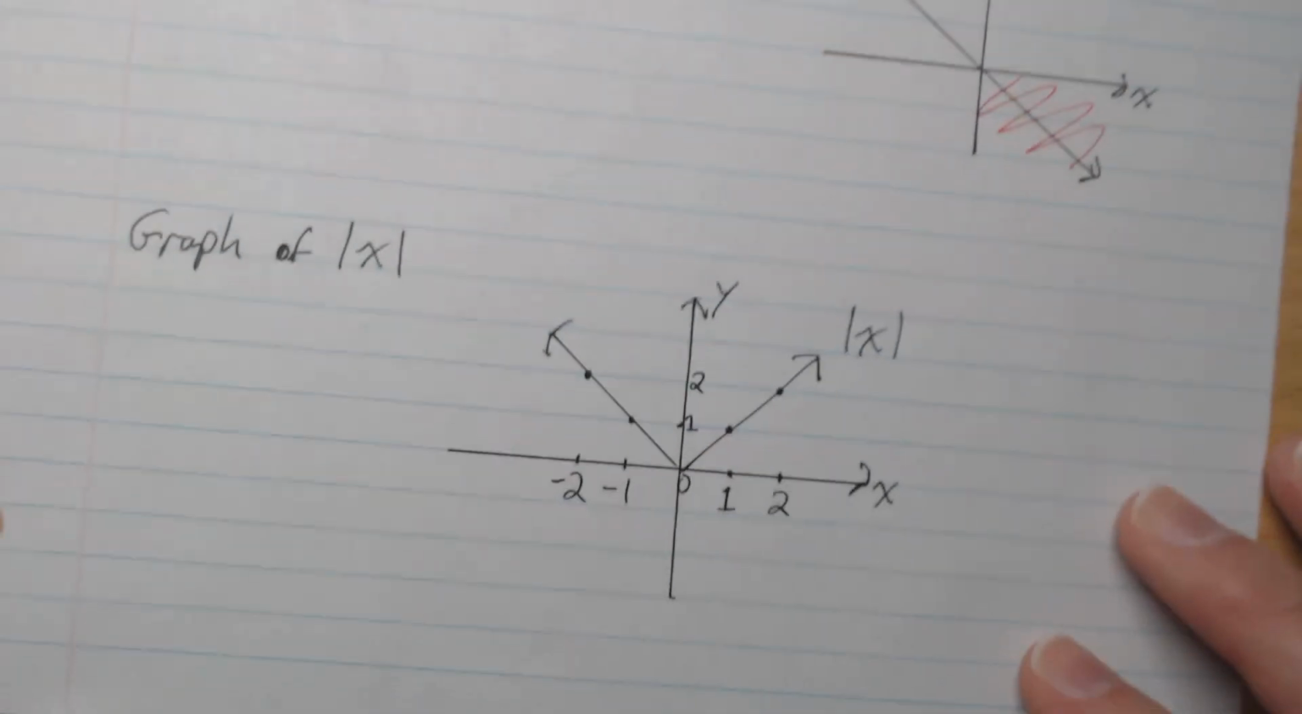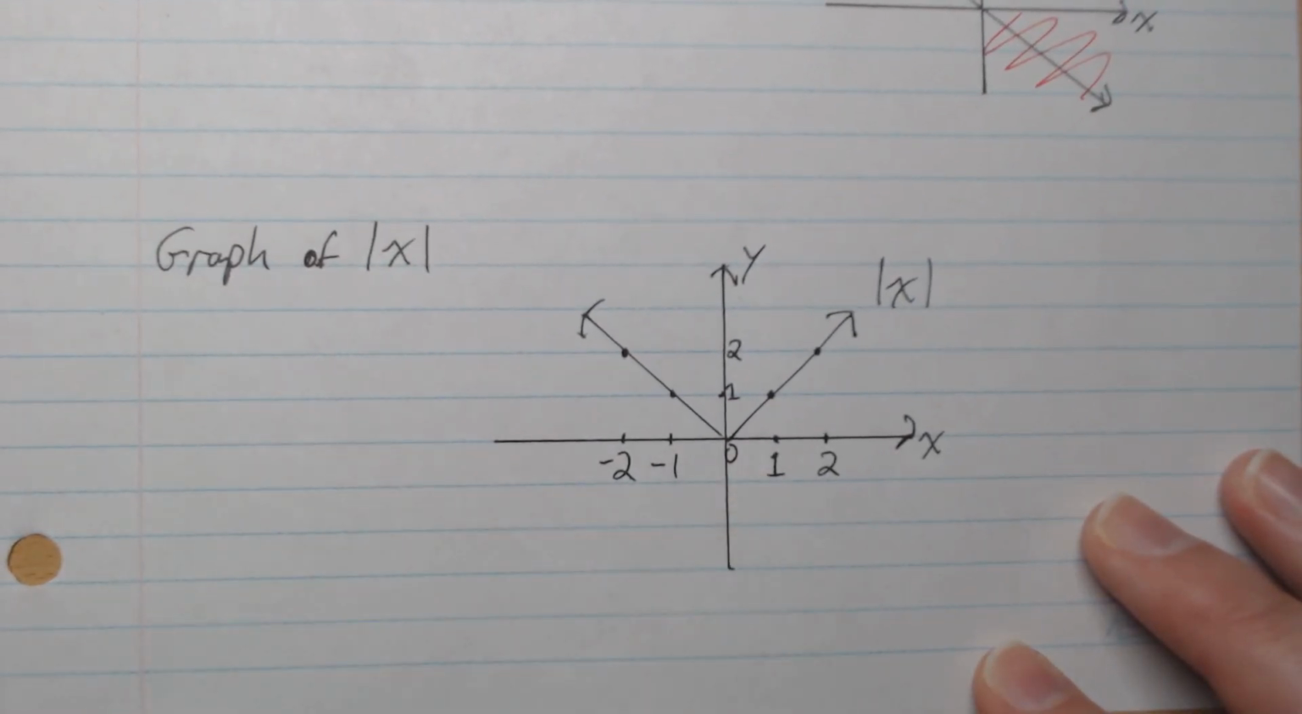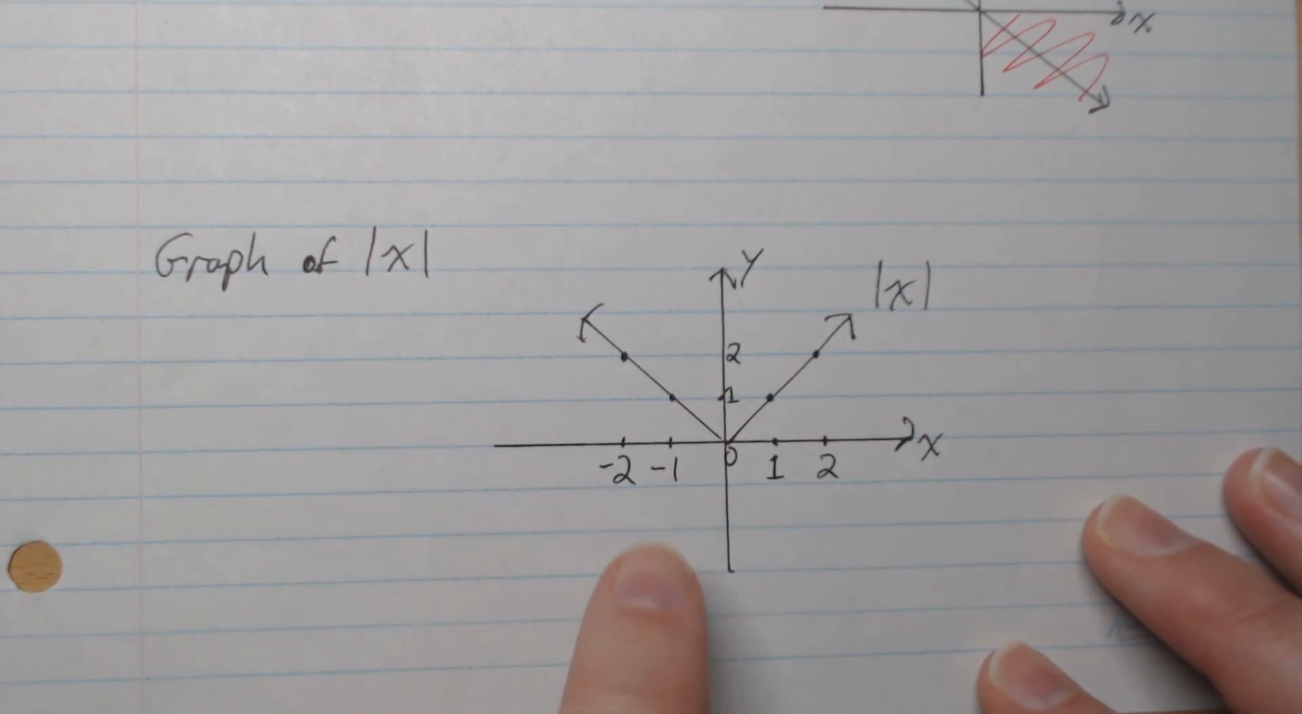And so when we put it together, this is the graph of the absolute value function, like this. So 1 gets sent to 1, absolute value of 2 is 2, like that. Absolute value of negative 1 is 1, absolute value of negative 2 is 2, like that. And that's it. It's that easy.